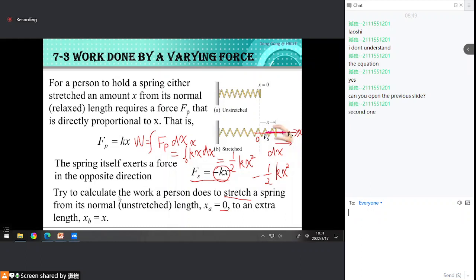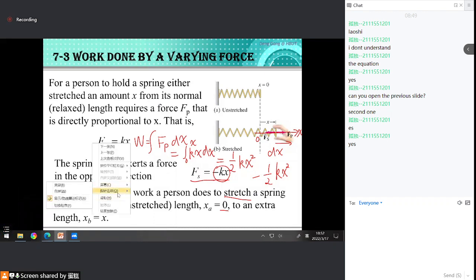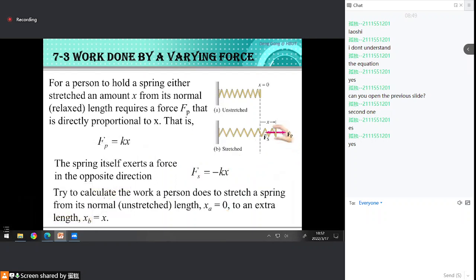So okay, let's say the second one. This one, right? This part, right? Okay, so I can explain this again. Let's remove all this. Okay, let's redo this part.